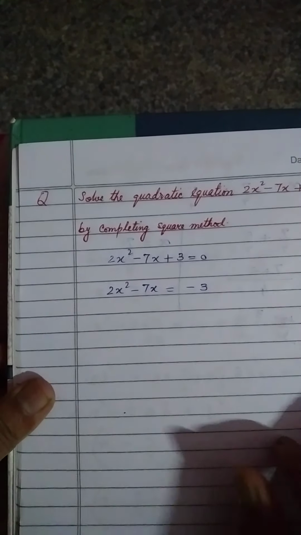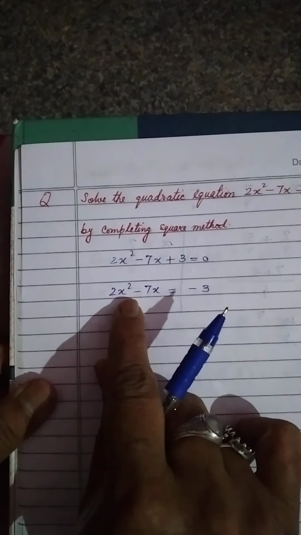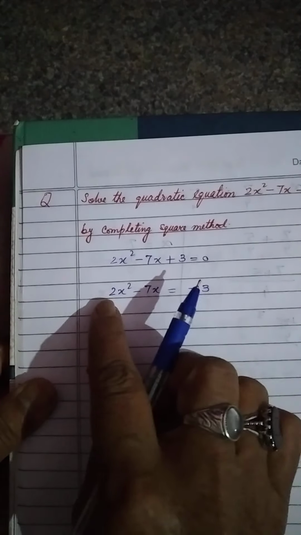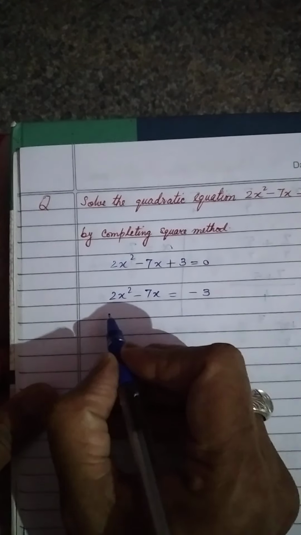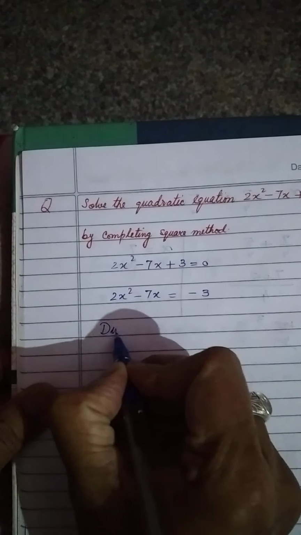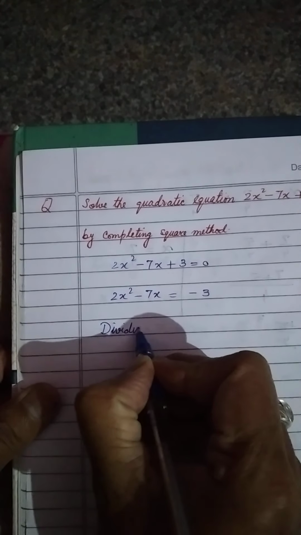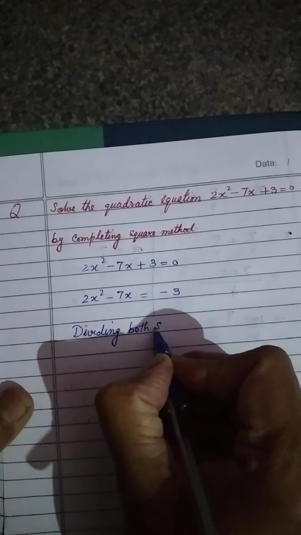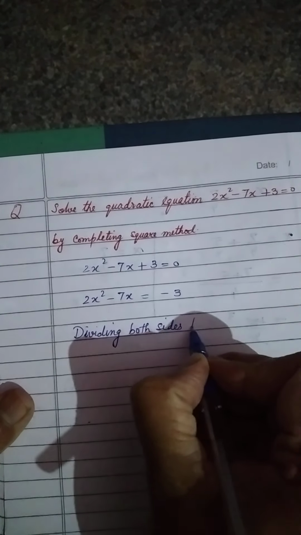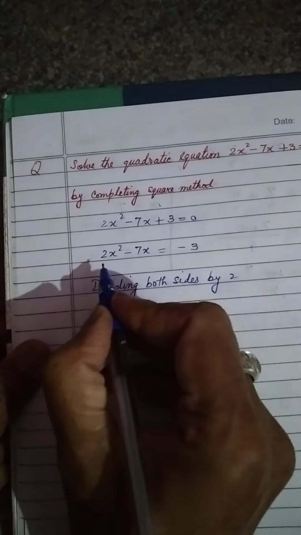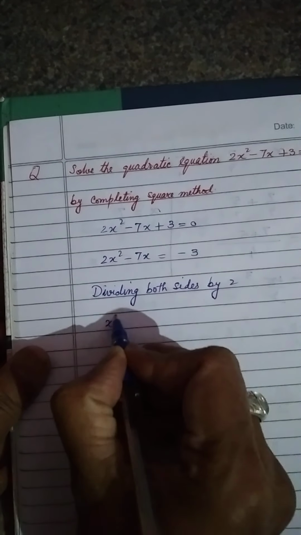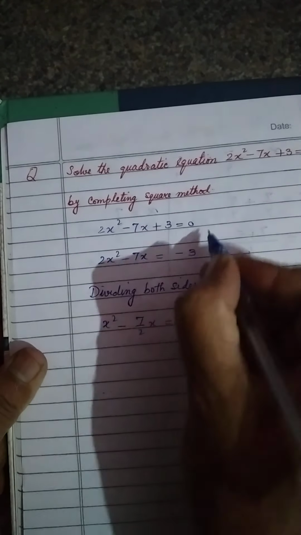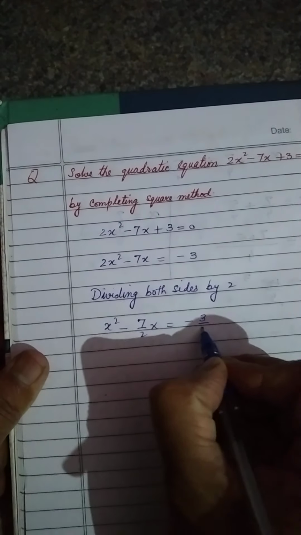After that we will check what is the coefficient of x square. x स्क्वायर का गुणांक क्या है? ये 2 है. सो वील हैव टू डिवाइड फुल इक्वेशन बाय 2, डिवाइडिंग बोथ साइड्स बाय 2. When you divide it by 2, it will be only x square. It will be 7 by 2x and that will be minus 3 upon 2.